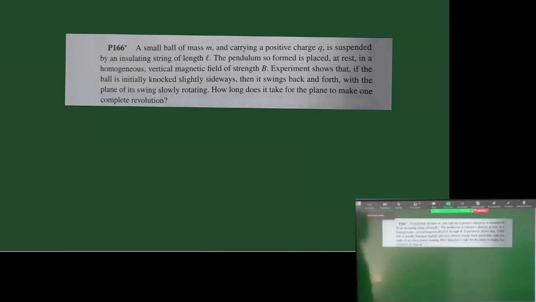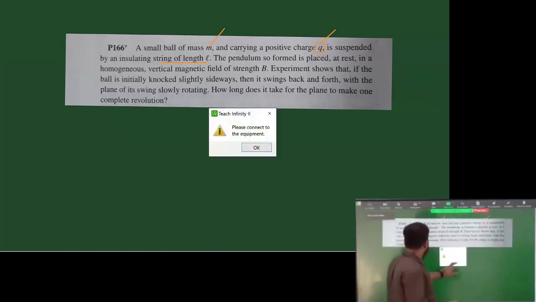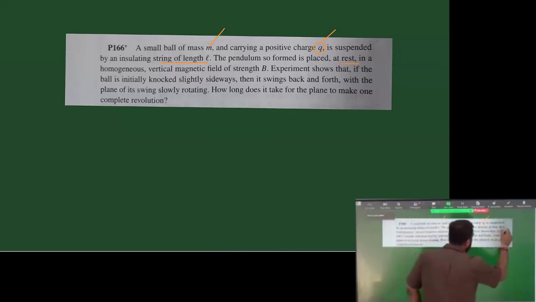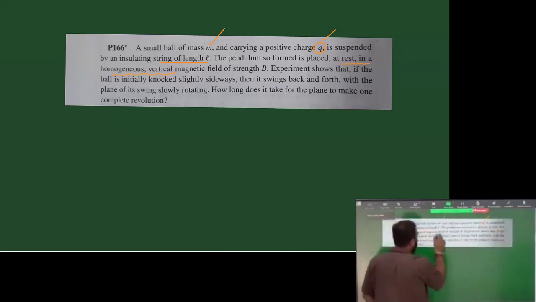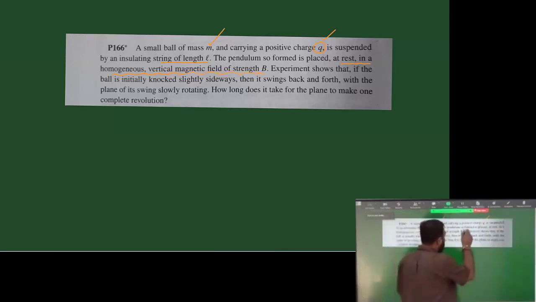The question says, there is a small ball of mass m, and this ball is carrying a positive charge of Q, and it is suspended by an insulating string of length L. The pendulum so formed is placed at rest in a homogeneous, now this is interesting, it is placed at rest in a homogeneous vertical magnetic field of strength B. Now the experiments have proved that if the ball is initially knocked, meaning you take this pendulum and try to provide it a flick.